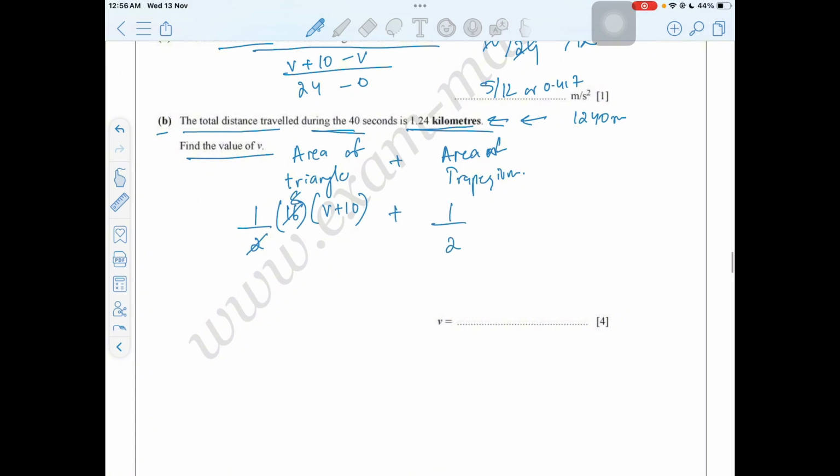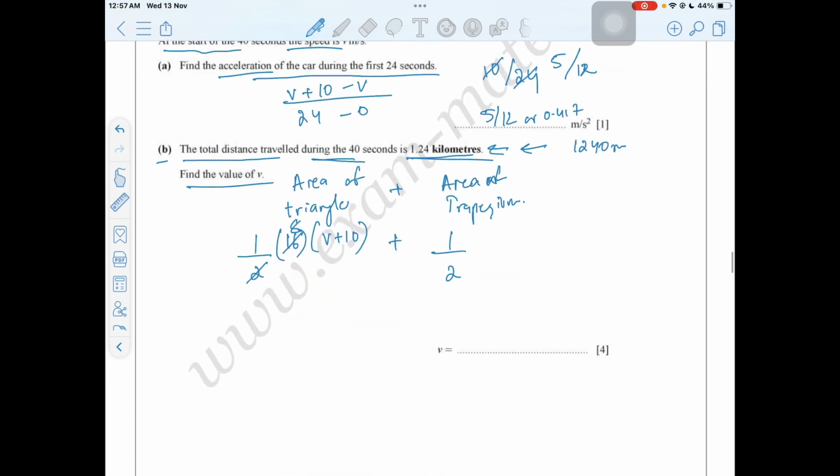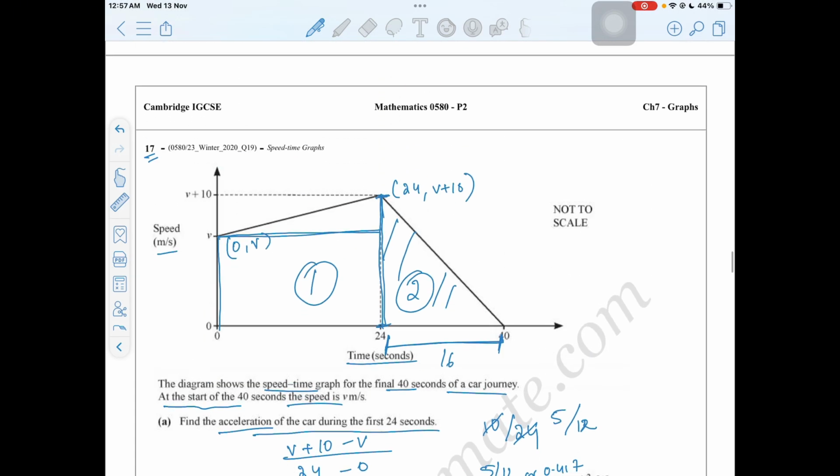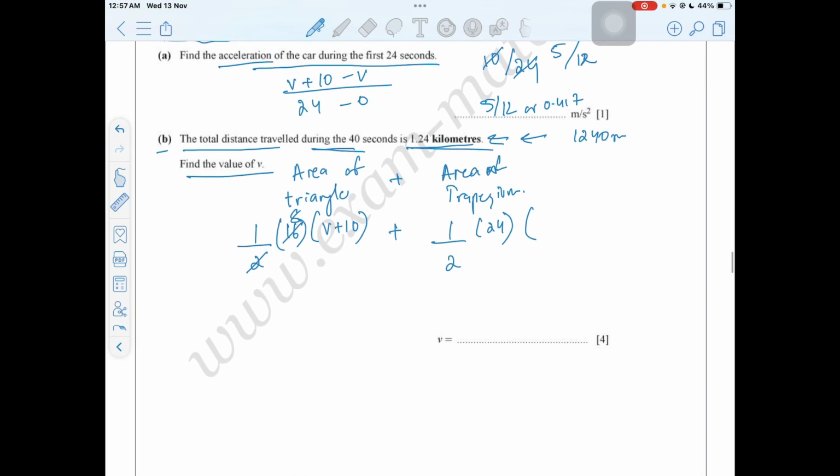And we have the area of trapezium, we have the height of 24, and we have parallel sides. This is v, and this is v plus 10, right? So we have this, and this is equal to 1240, right?